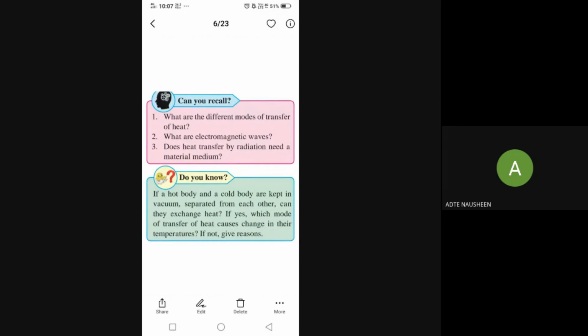Now, heat transfers from a higher temperature body to a lower temperature body, or from a higher temperature region to a lower temperature region. So there are three modes of heat transfer: conduction, convection, radiation. For conduction, we need a material medium. Whether it may be solid, liquid, whatever, but we need a material medium for conduction.